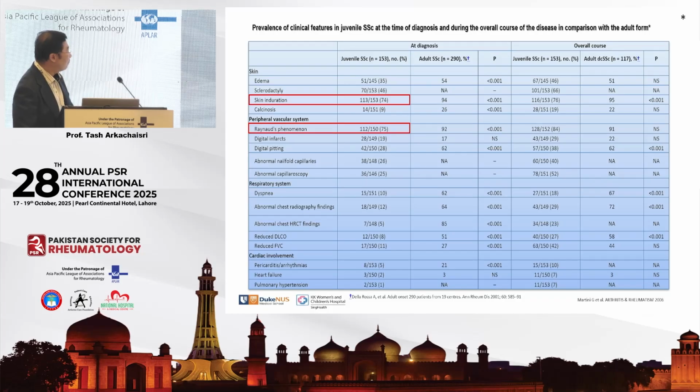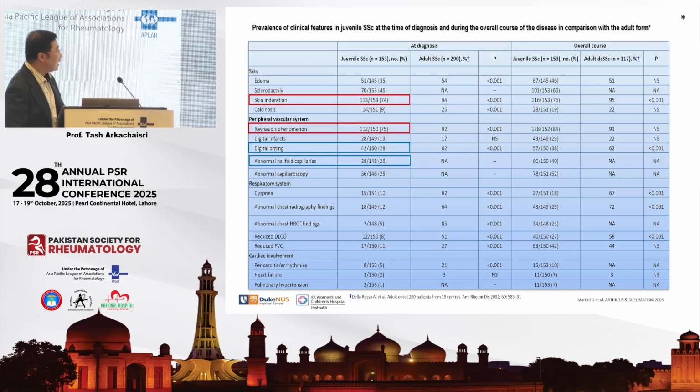Okay, Raynaud phenomenon is also seen. Even if you live in a warm country like Singapore or Thailand, you can still get Raynaud phenomenon. Okay, and then you almost always see the digital pitting. Okay, if not infarct even. And then abnormal nail folds, we have less than adult.